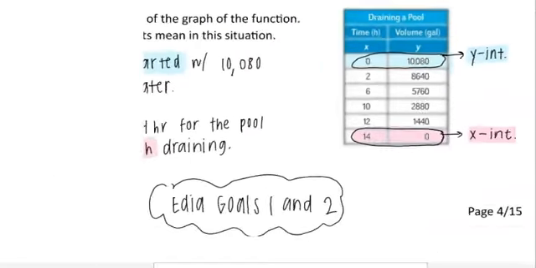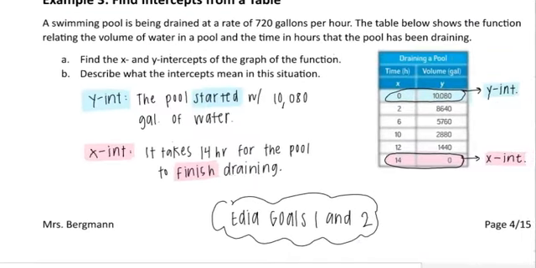Now to interpret those points, the y-intercept always tells you the starting value. So in this case, it's saying that the pool started with 10,080 gallons of water. The x-intercept, you can kind of think of it as where does it finish or where does it end. In this case, it's saying that it takes 14 hours for the pool to finish draining.